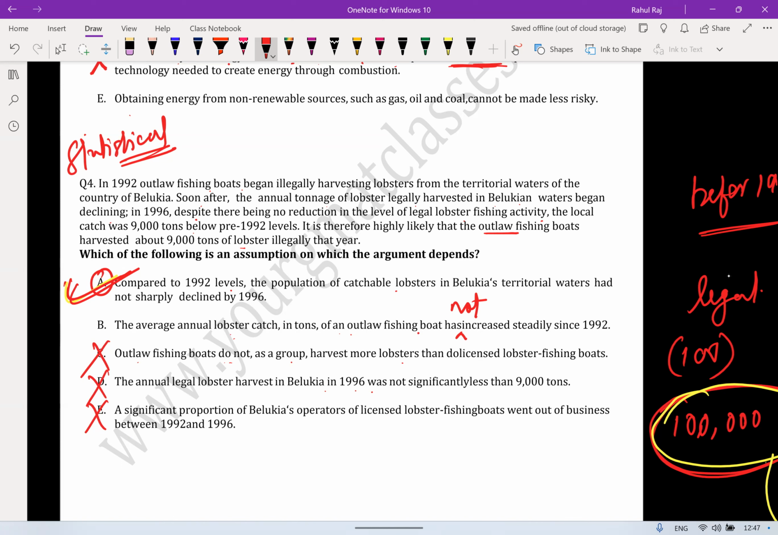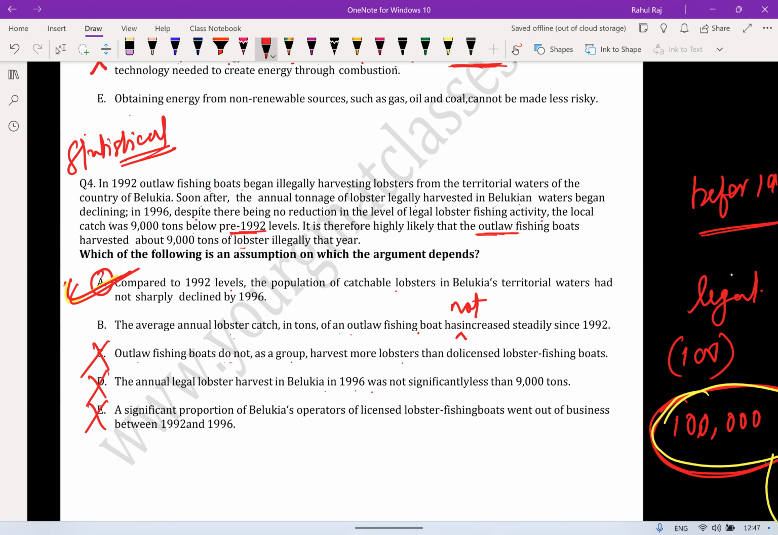If some of you have marked an answer, please tell. Yeah, so I thought in this manner: in line number 3 at the last, the local catch was 9,000 tons below pre-1992 levels. This is of legal lobsters. The catch was of legal lobsters, not illegal. But about illegal, they have directly given you a conclusion that 9,000 tons might have been taken by illegal boats, because the catch of legal lobsters was 9,000 less than the pre-1992 level.